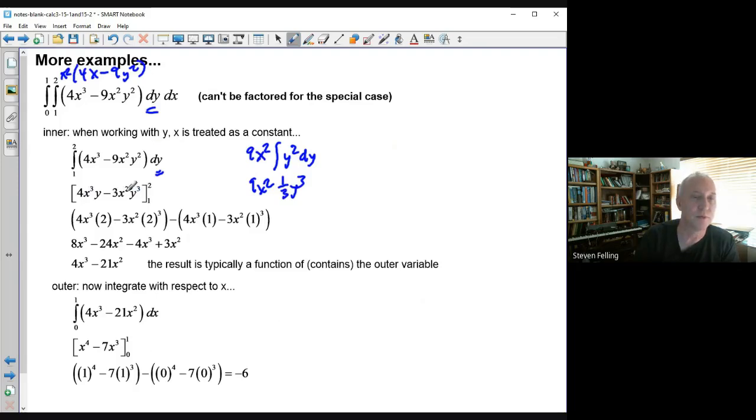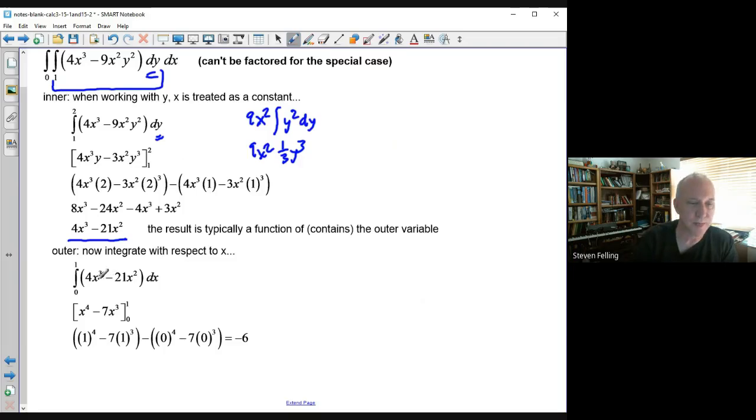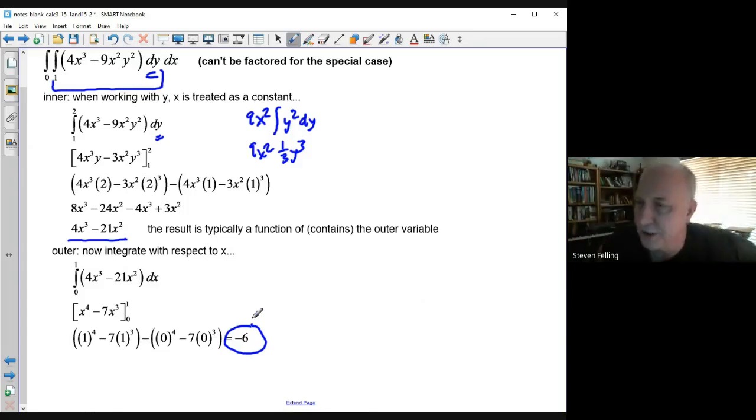And then you would be plugging the limits of integration 1 and 2 in here, actually evaluating when you plug in start and end to get this expression. That's the result of the inner integral. Then you take the outer integral of that result, and now treating x as the variable, the antiderivative here is x to the 4th. The antiderivative here is 7x cubed. And you plug in 1 and 0 to finally get -6 as the result. So it's not impossible if you can't do the special case. It's just more work is all. Sometimes you can do the special case where you factor and separate, and sometimes you can't.